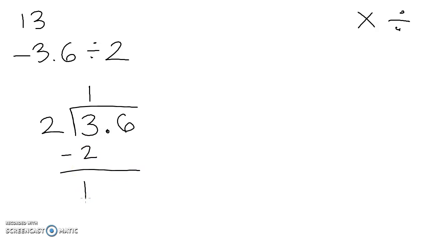So 2 does not go into 1, but if we drop down the 6, 2 does go into 16 8 times. Now, when you are dividing decimals, this little decimal point, I want you to treat it like a rubber ducky. Yes, that sounds very strange, but you know how when you have a duck sitting on the water, it's floating, it pops up if you hold it underwater. The decimal point does the same exact thing. It pops straight up.